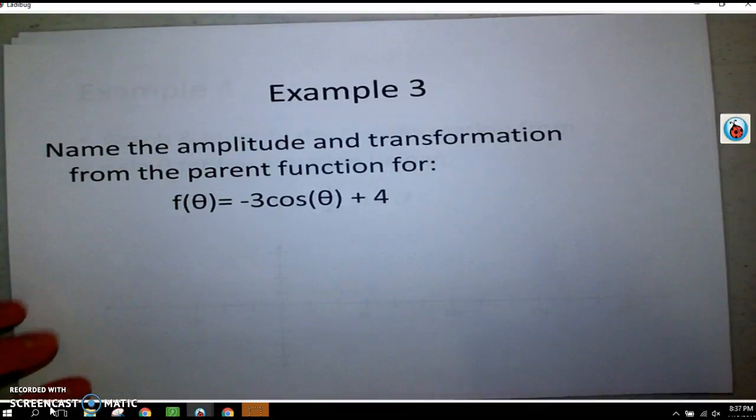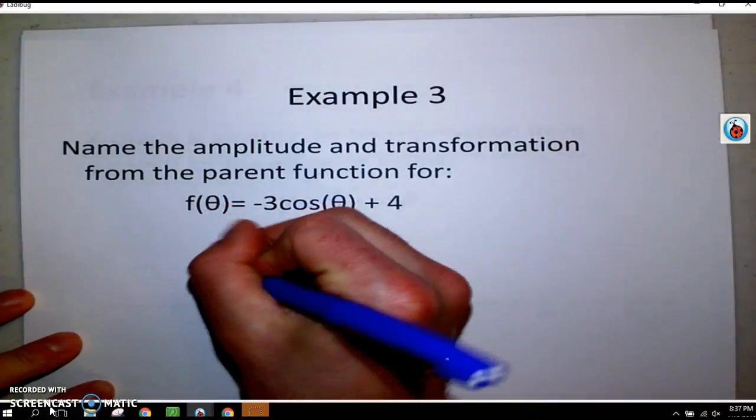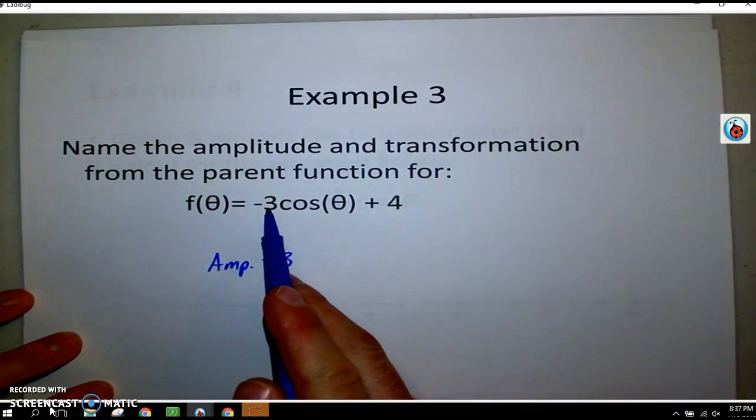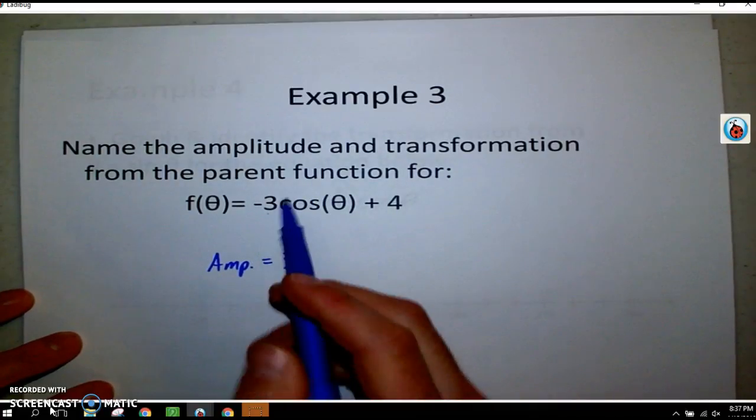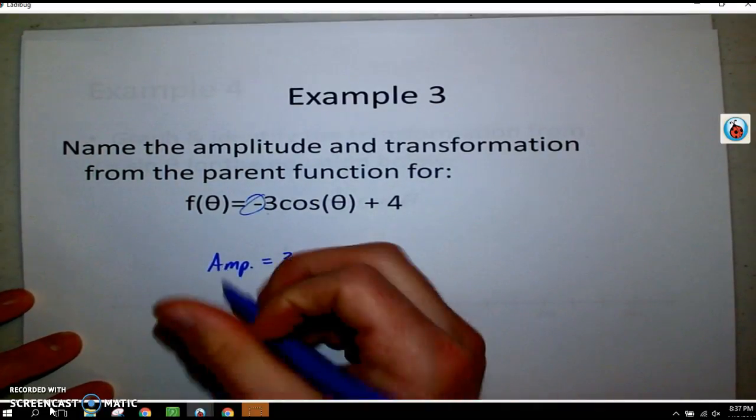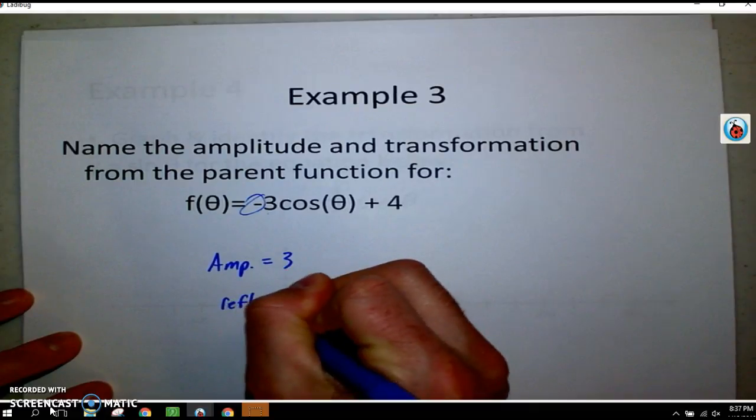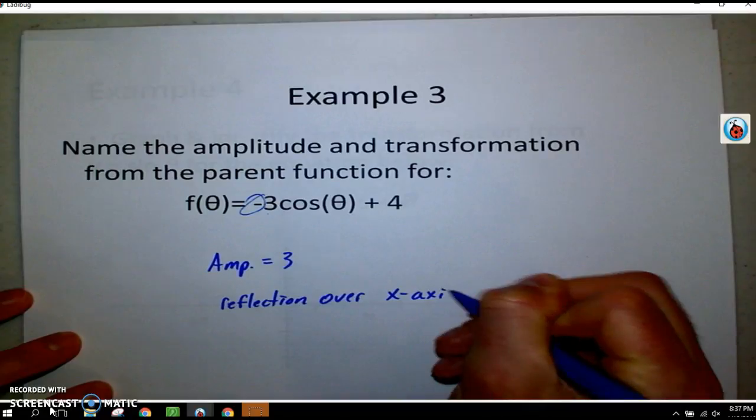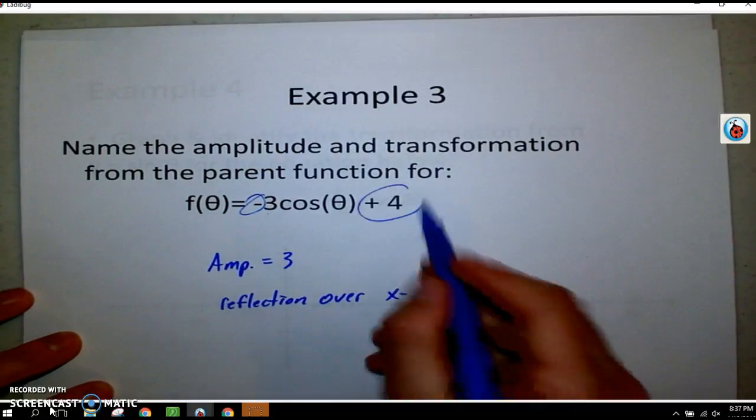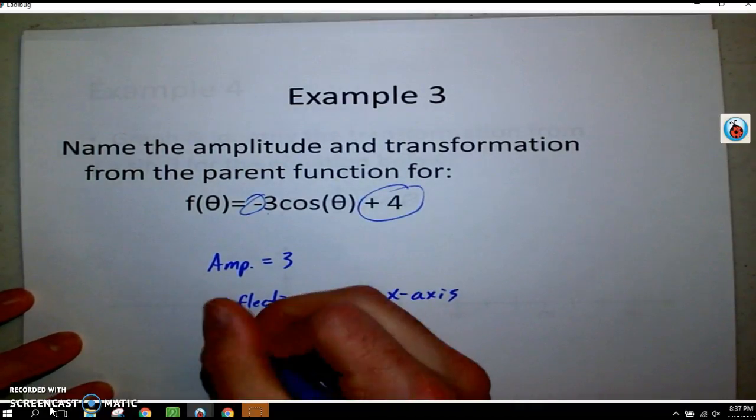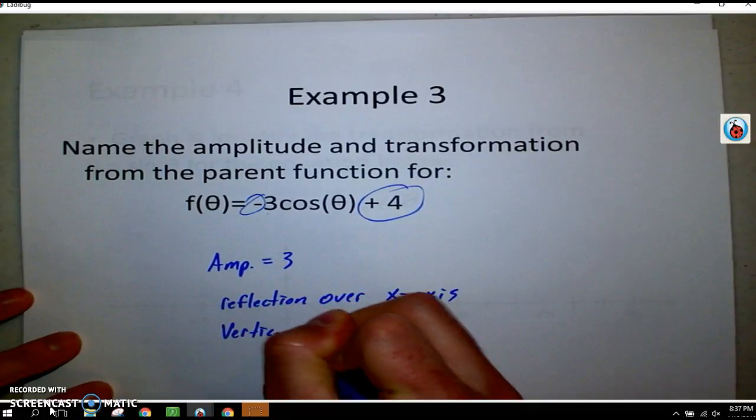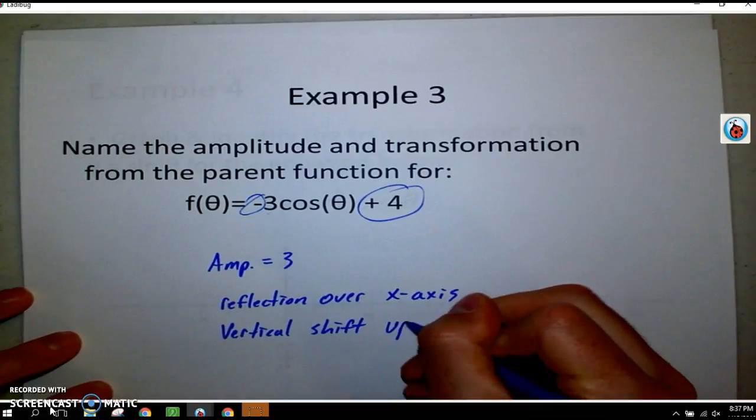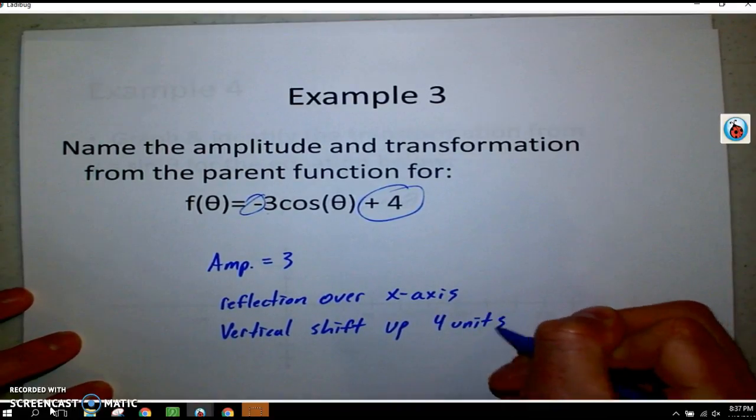Next example. So my amplitude in this function is going to be 3. But I have 2 transformations that are happening here. All right, this negative out in front is going to cause a reflection over the x-axis. And then this +4 at the end is going to cause a vertical shift. Specifically, up 4 units.